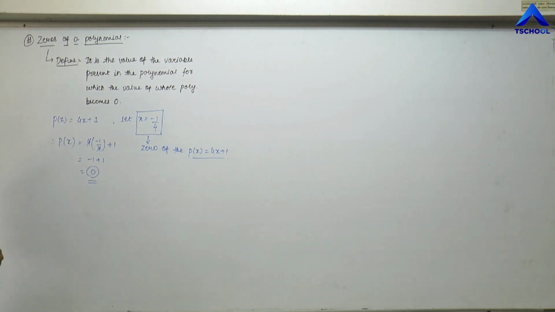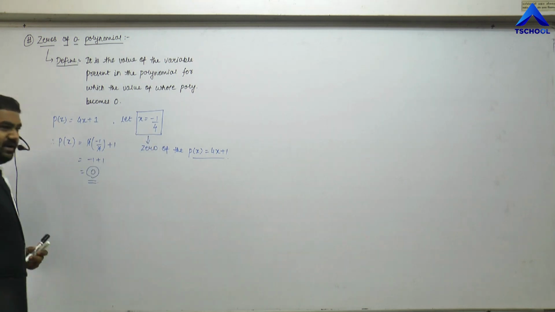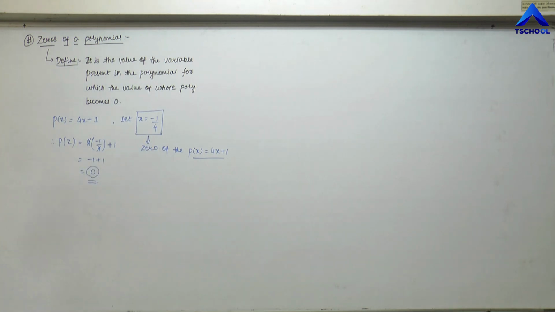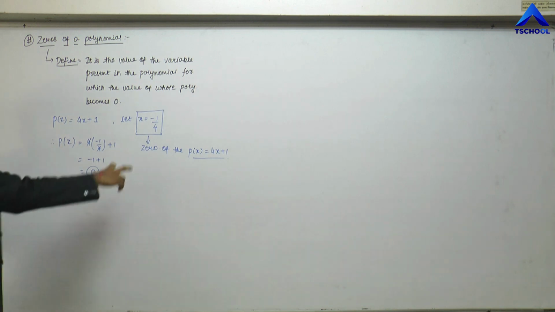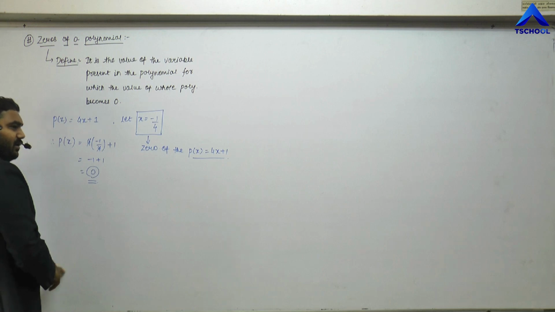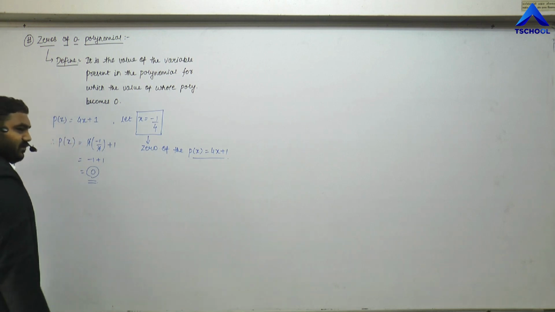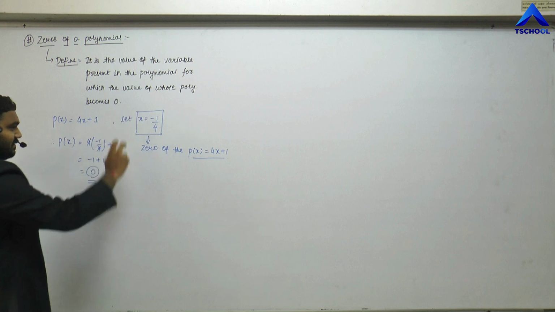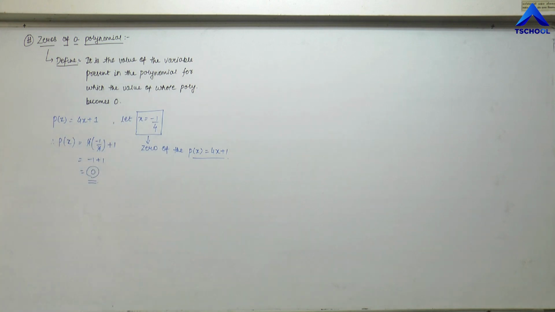So again, let me repeat, let us go by the definition: it is that value of the variable x at which the value of the polynomial becomes 0. So it is the value minus 1 by 4, and the value of the polynomial p of x became 0 at x equals minus 1 by 4. Right? So this is how we can find the values of the given polynomial, and we can also find the zero of the polynomial.